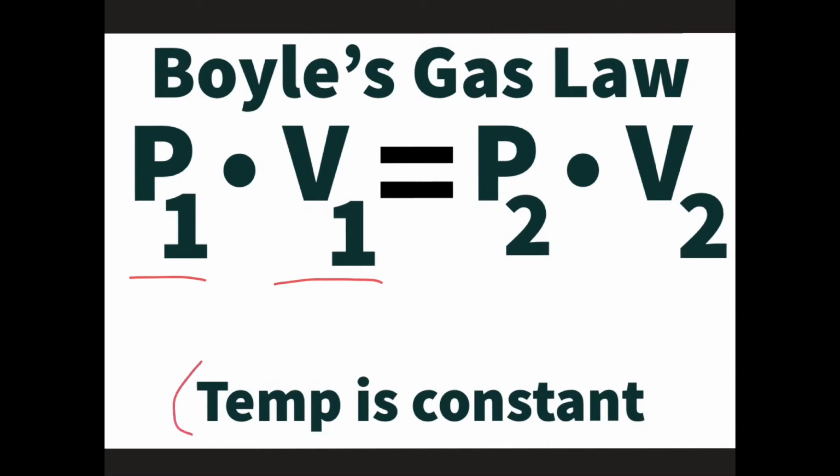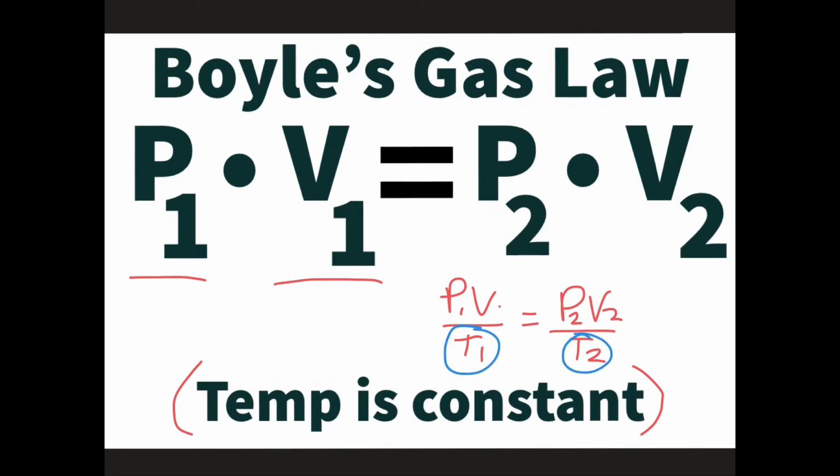the temperature stays constant. Now, if you're looking at this equation, it might look somewhat familiar to you. We've already talked about the combined gas law. So we know that's P1 V1 over T1 equals P2 V2 over T2. If we know that temperature is held constant, that means that these two values are the same.